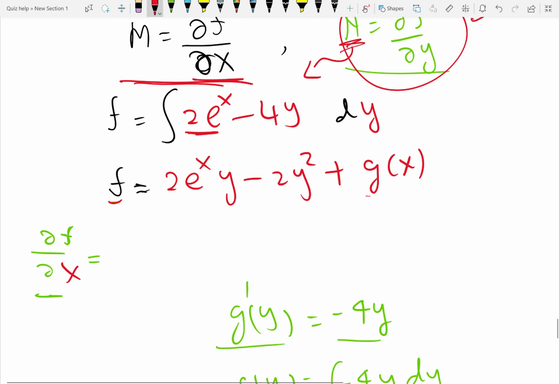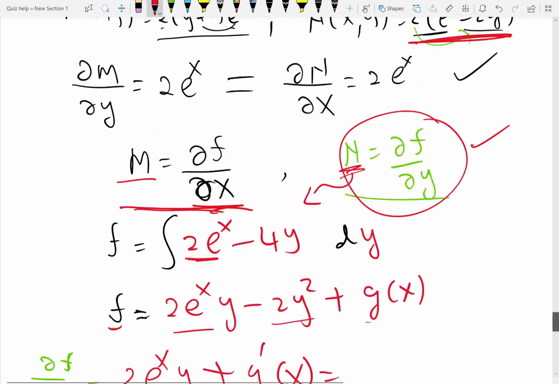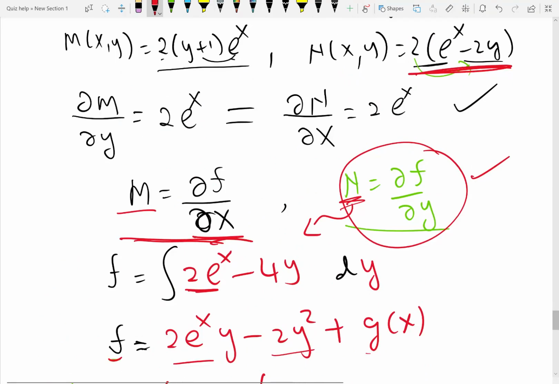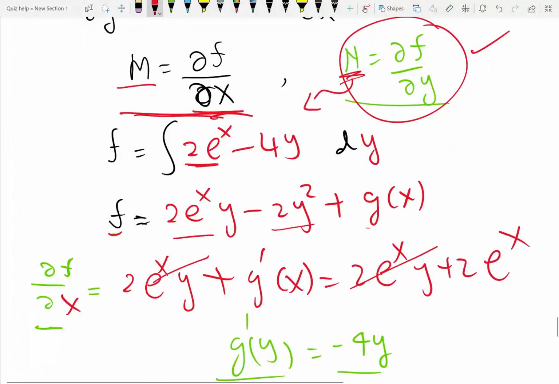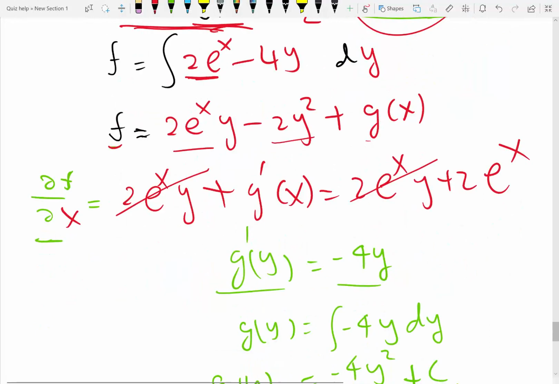So the partial derivative of f with respect to x will be 2e^x y. If you differentiate this term with respect to x, it's 2e^x y. Here, if you differentiate this term with respect to x, that's gone, plus g prime of x, right? Now this is supposed to be equal to M. What is M? M is 2y e^x plus 2e^x, so 2e^x y plus 2e^x. Now this cancels out. What is g prime of x? g prime of x is 2e^x.